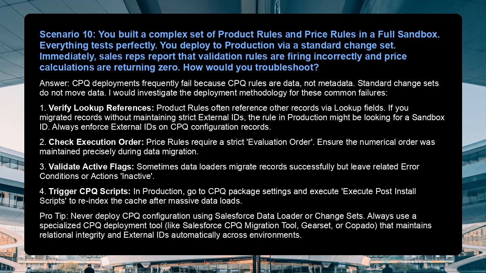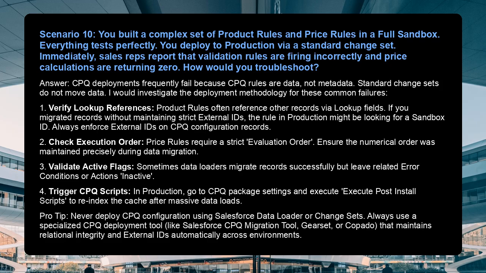Everything tests perfectly. You deploy to production via a standard change set. Immediately, sales reps report that validation rules are firing incorrectly and price calculations are returning 0. How would you troubleshoot? Answer: CPQ deployments frequently fail because CPQ rules are data, not metadata. Standard change sets do not move data. I would investigate the deployment methodology for these common failures.